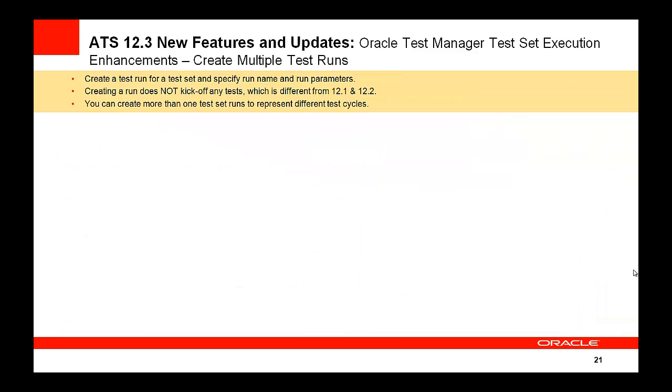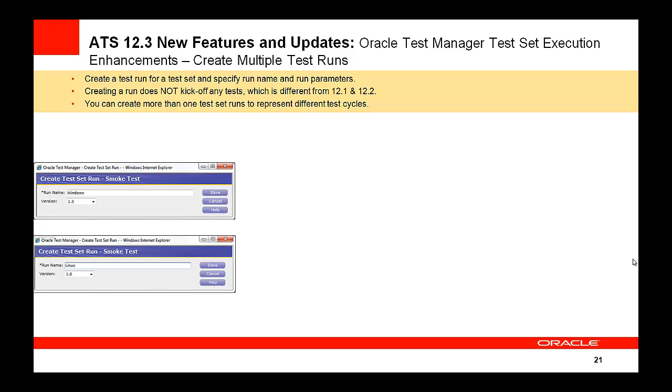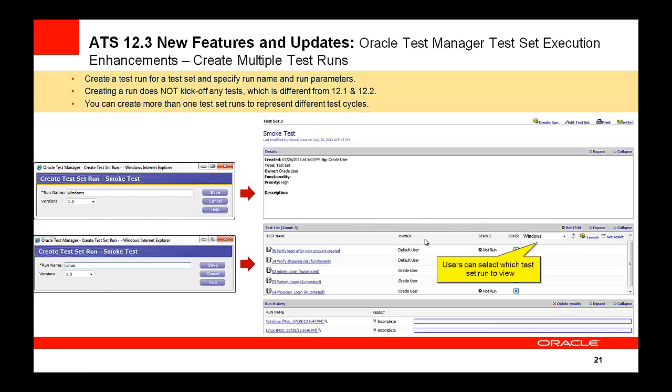OTM 12.3 allows you to create a test run for a test set by specifying a run name and run parameters. The Create Test Set Run window is actually very similar to the Test Run Info window you see when you execute a test case from the Test tab. Here you specify a run name, which is by default the date and time. The run parameters configured by the OTM administrator will also be presented in this window to be completed by the user. After a test run is created, it is displayed in the test list section as a drop-down. The user can select which test set run to view by selecting that run from the drop-down.